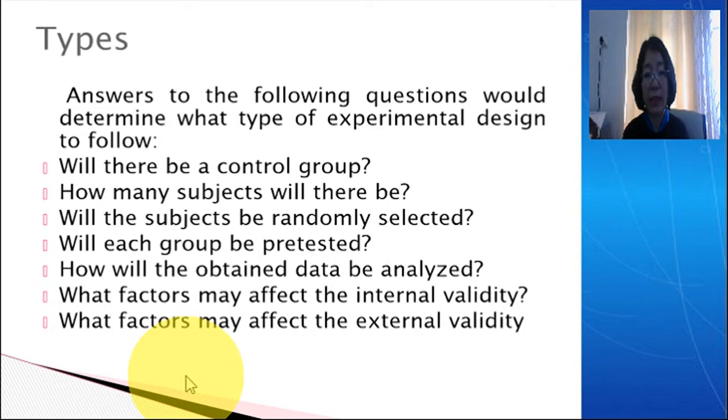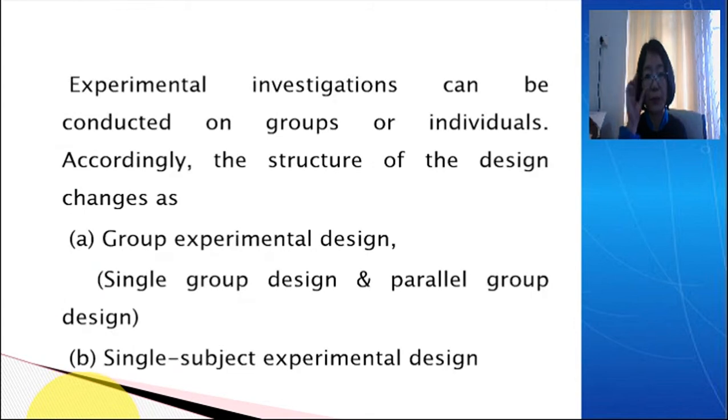How will the obtained data be analyzed? What statistics will be used to analyze the data? And what are the factors which may affect the internal validity and what factors which may affect the external validity? So with these questions in mind, we can decide which design we can adopt when we do our experimental research in education. The experimental investigation can be conducted on groups and individuals.